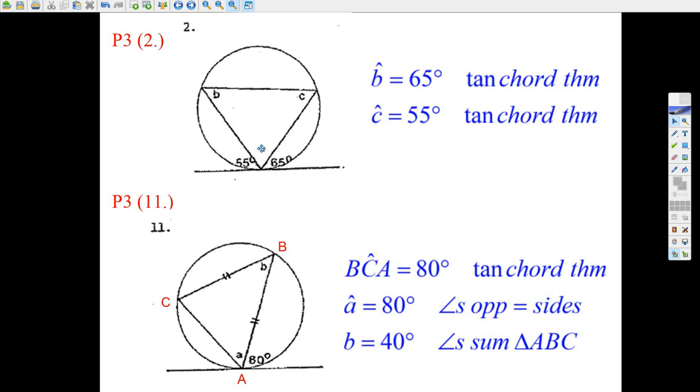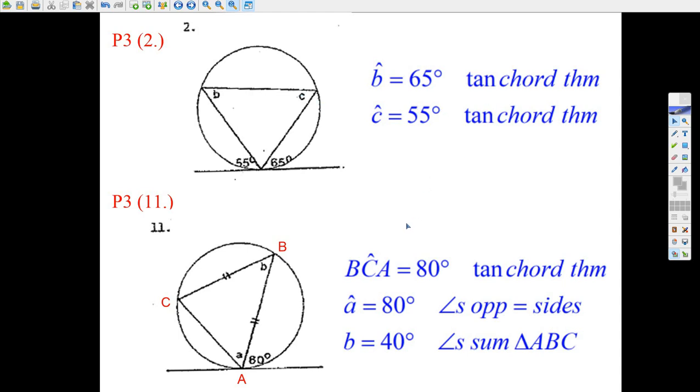Okay, let's just take a look at it. It's so easy, really, because look at this. There's 65 degrees. The angle between the tangent and the chord is equal to this angle at the top of the triangle that opens up to the same chord. So B is 65. Same thing on this side. C must be 65. The angle between the tangent and the chord is 55 degrees. It equals the angle in the top of the triangle, C there.